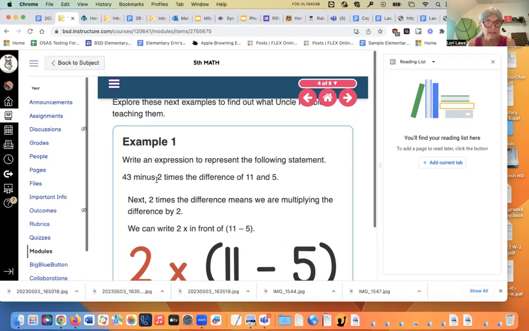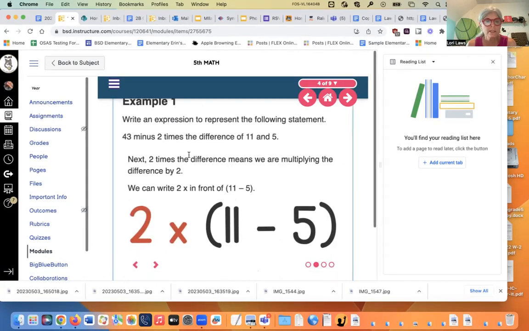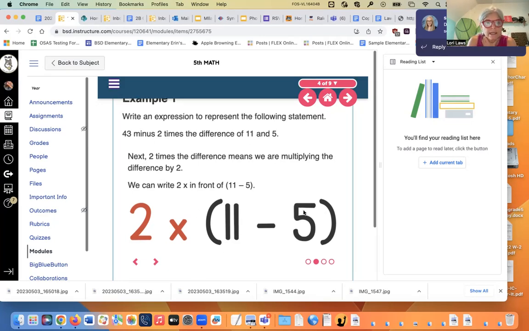43 minus 2 times the difference between 11 and 5. We know we do times next. It's not 43 minus 2 times the difference of 11 and 5. That would have to have a comma right here. 2 times the difference means we're multiplying the difference by 2. If it was 43 minus 2, comma, times the difference of 11 and 5, we'd do it that way. 2 times 11 minus 5.